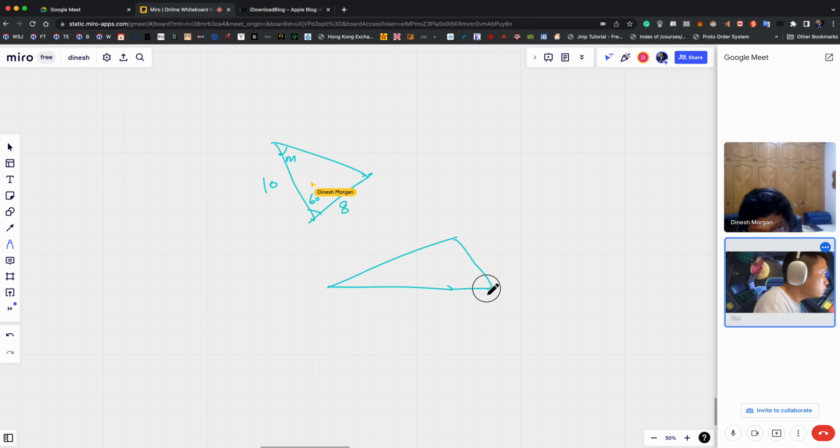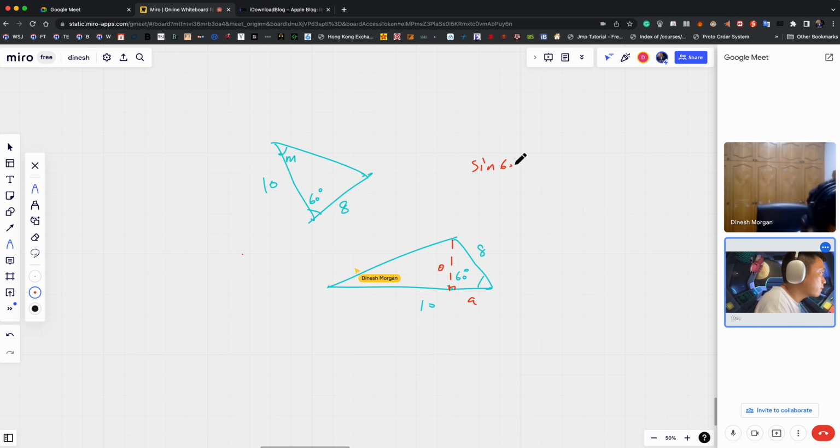Hold on. You split it into two. I plan to give an extra straight line so that I split it into two right angle triangles. So I can use simple trigonometry. So over here this is your O, this is your A, right? So you have sine 60 is equal to your O over H, which is O over 8.